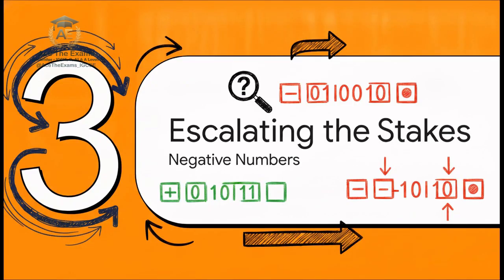Section 3. Escalating the stakes, negative numbers, and the open loop. In just a second, I'll show you the examiner clue that changes the answer entirely.